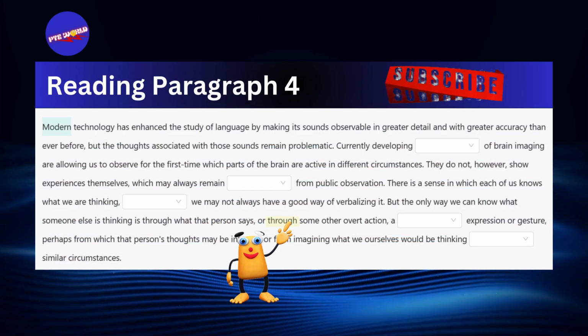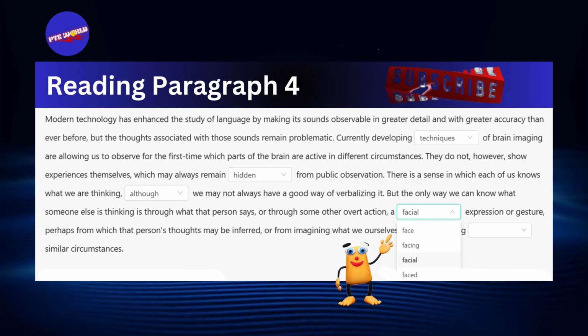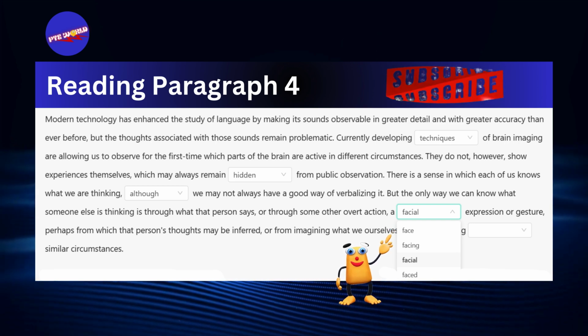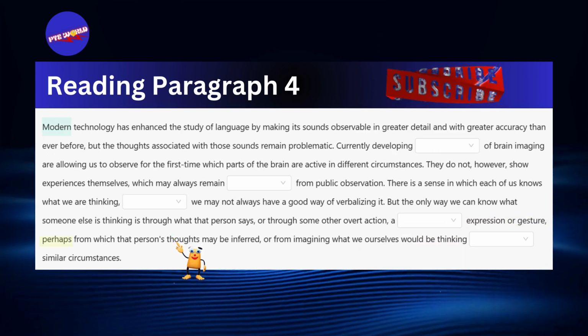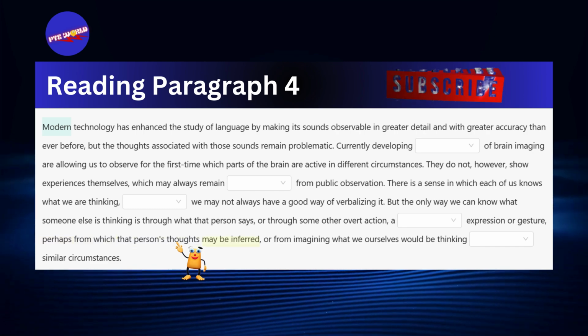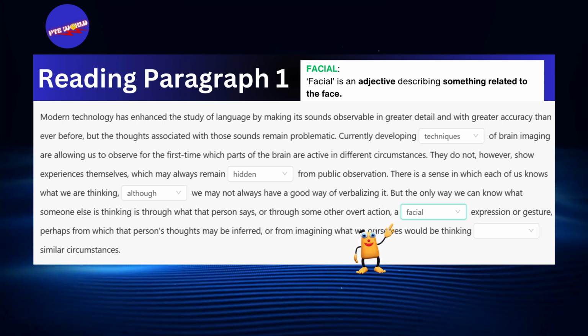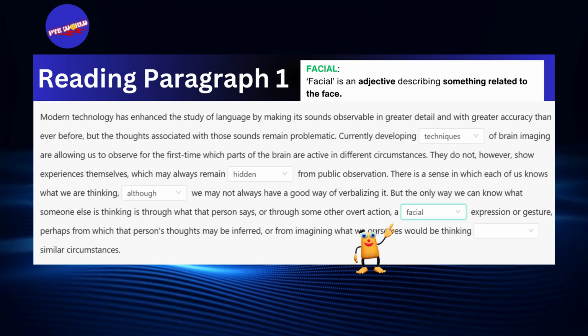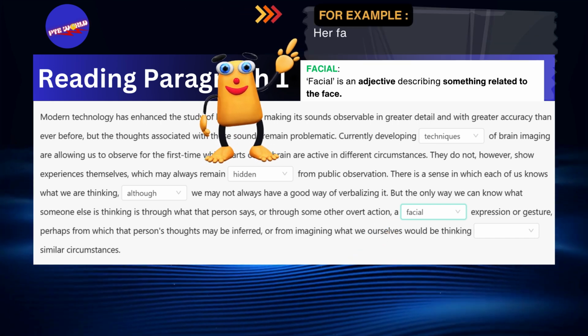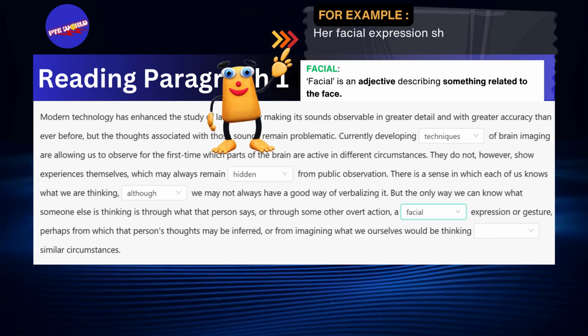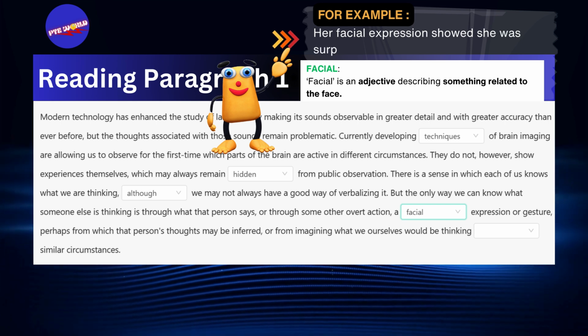Next, through some other overt action, a face, facing, facial, faced, expression or gesture, perhaps from which that person's thoughts may be inferred. The correct option is facial. Facial is an adjective describing something related to the face. For example, her facial expression showed she was surprised.